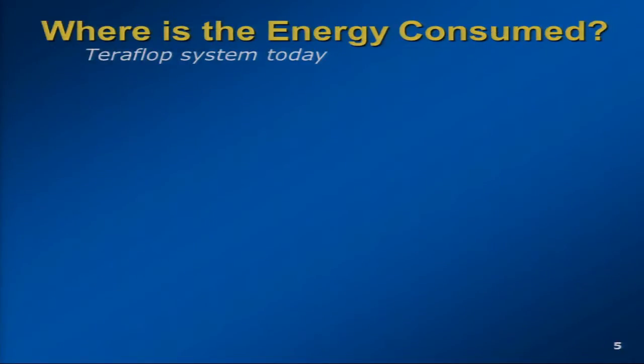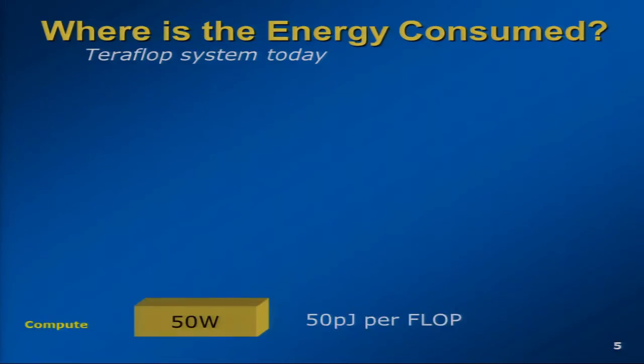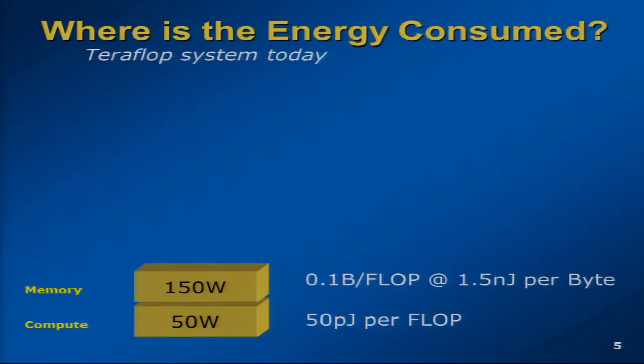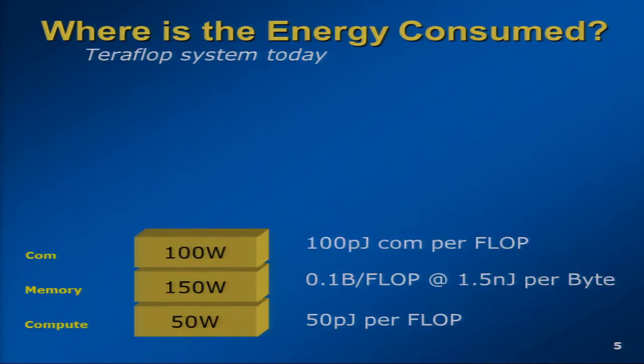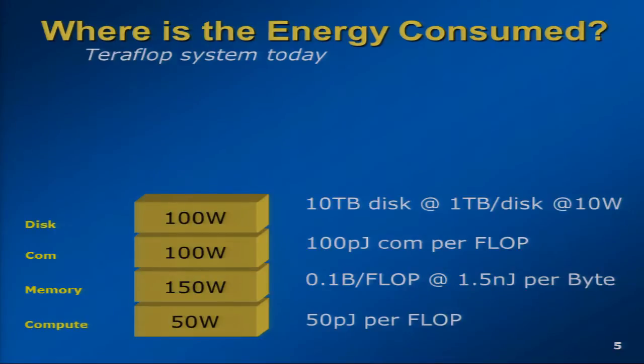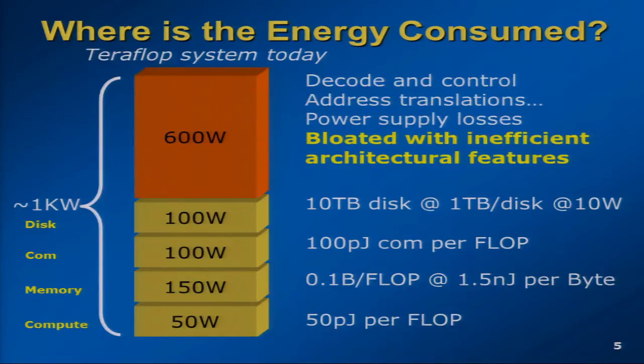Let's go back and take a look, since this is the energy symposium. Where does the energy get consumed? Very rough. This is very rough. Let's take a teraflop system today. For a teraflop system, where does the energy go? It takes about 50 picojoules to do a floating point operation. That's 50 watts. Then you add memory, 1.5 nanojoule per byte. This is DDR3 or DDR4. That's about 150 watts. You add some communication cost of 100 watts. Then you add the disk. It takes about a 1 kilowatt.